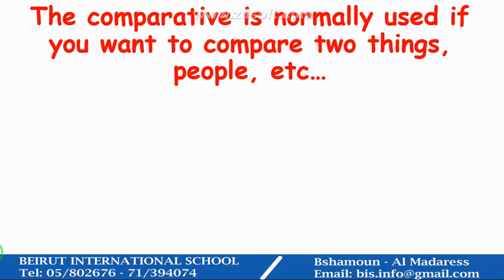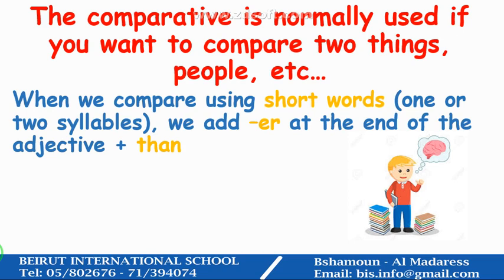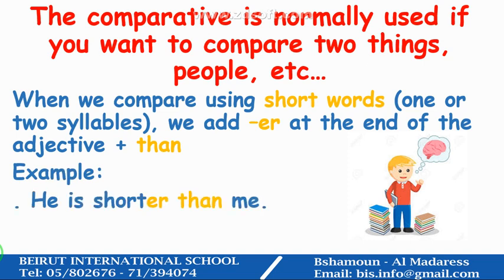The comparative is normally used if you want to compare two things, people, etc. When we compare using short words, 1 or 2 syllables, we have to add er at the end of the adjective plus than. For example, he is shorter than me. Here I'm comparing two people and I'm using the adjective short. That is a word made of 1 syllable, so I have to add er plus than.